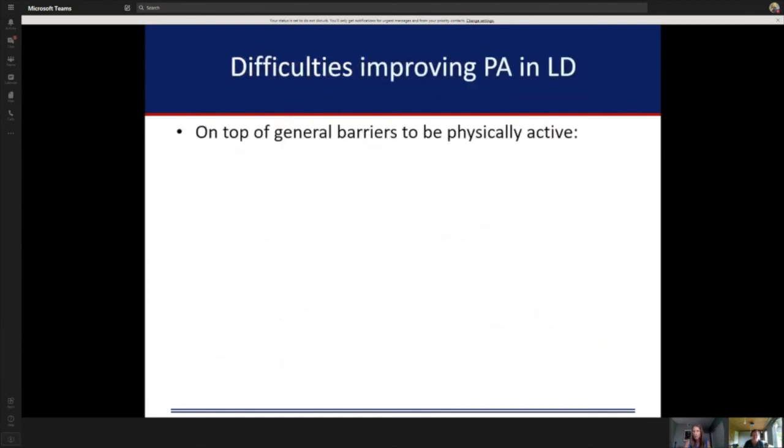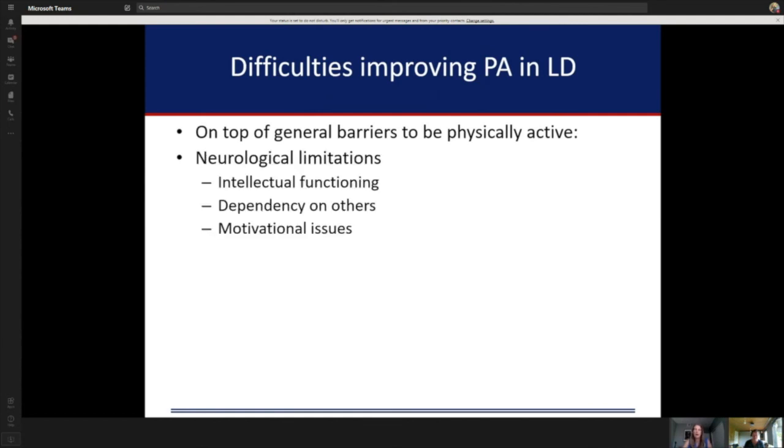So it's hard to improve physical activity, and there are some general barriers. We're going to go over those in a little bit more detail. But for individuals with learning disabilities, on top of those general barriers that everybody has, there's also some neurological limitations. So they have different intellectual functioning. They rely on others for some support or transportation or access. And then there's some motivational issues.